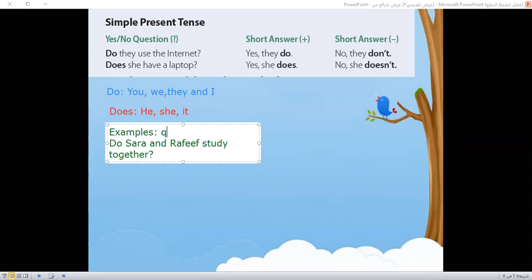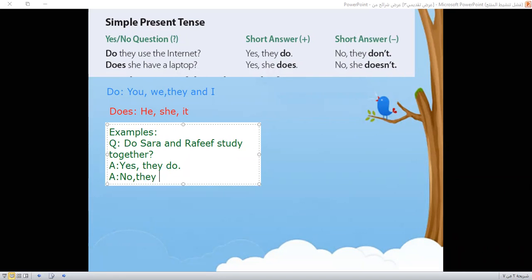How am I going to answer this question if the answer is yes? I'm going to say, yes, they do. Yes, comma, and then they do. If it was no, it's going to be no. Okay, you need to participate. We're just revising. No, they don't. Thank you, Rahaf.